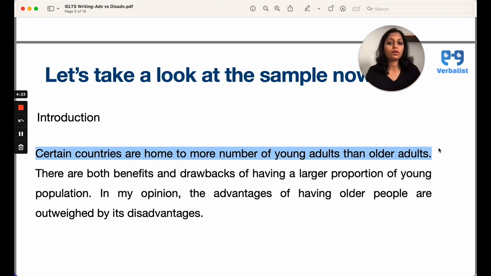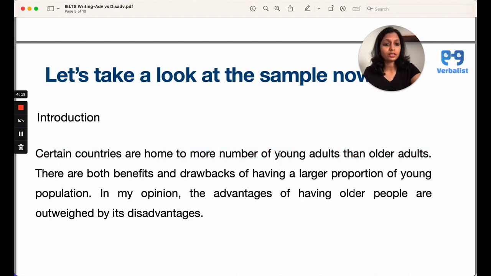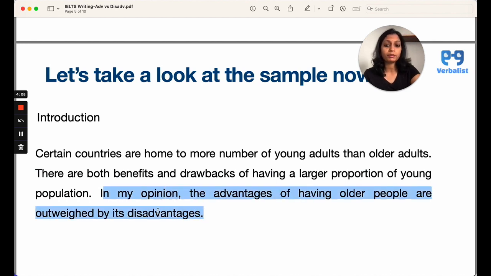So that's exactly what I've done. Certain countries are home to more young adults than older adults. I've just used the word adults as it is. Now I have stated that there are both benefits and drawbacks, but in my opinion, the advantages of having older people are outweighed by its disadvantages. Here I'm talking about advantages of having older people are outweighed, right? So I'm trying to say that the disadvantages of having young adults are outweighed by the advantages.